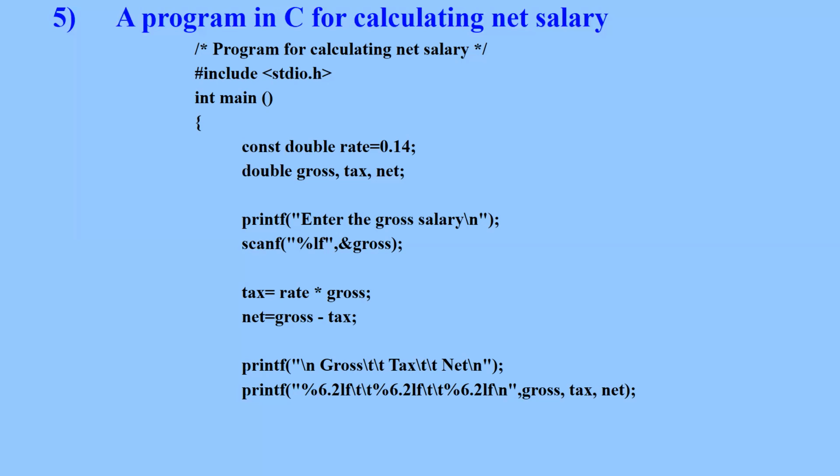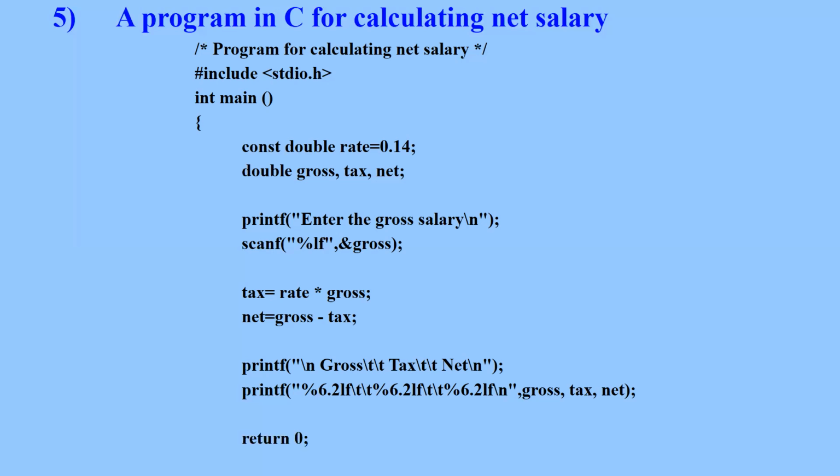Then have a space. Then pick what is in the memory location called tax, display it on the screen after spacing it from gross, and it should be a minimum of 6 characters, with 2 of them being reserved for the fractional part. Then have 2 spaces. Display the content of the memory location called net. Let it have the fractional part not exceeding 2 characters.